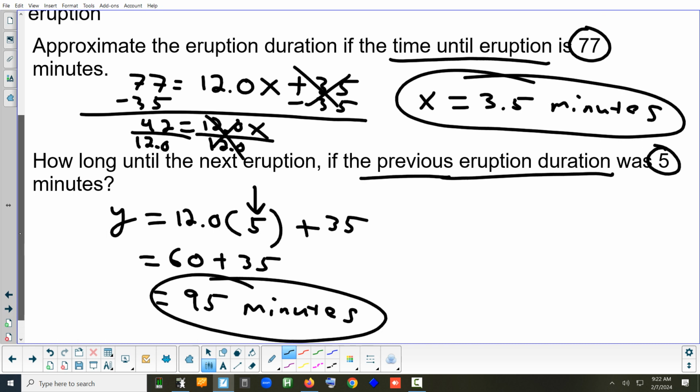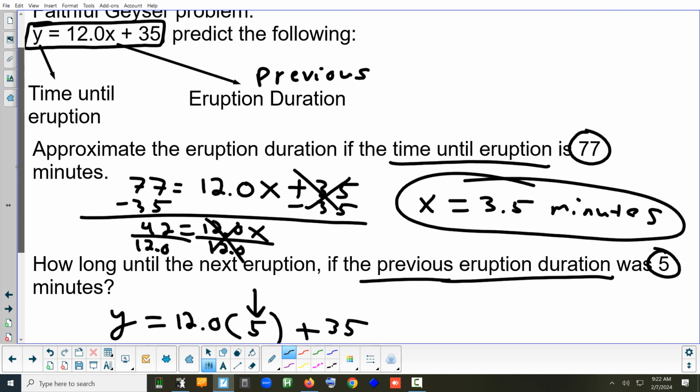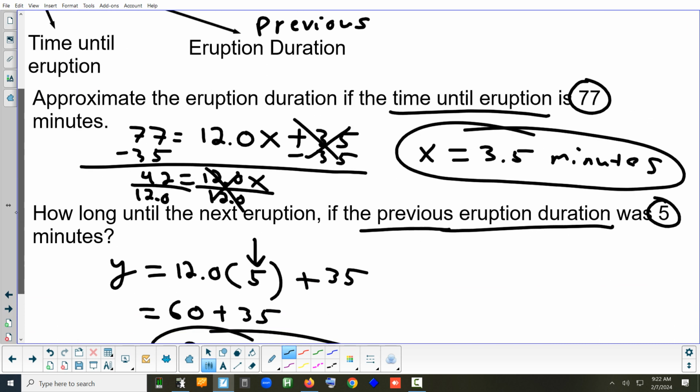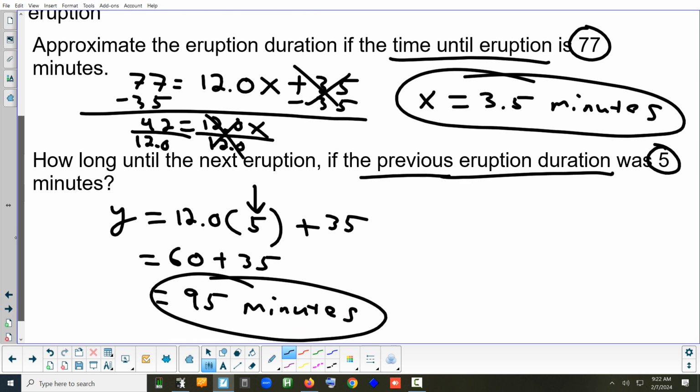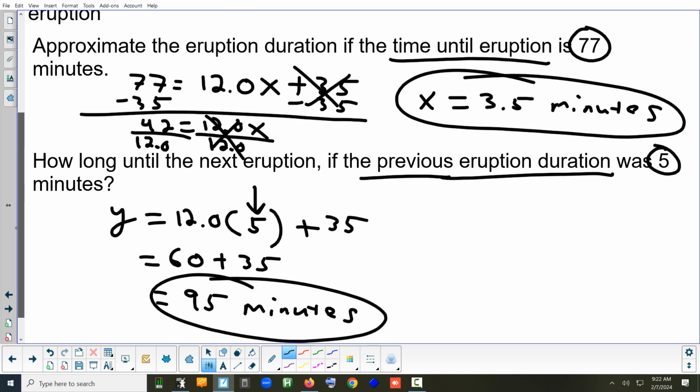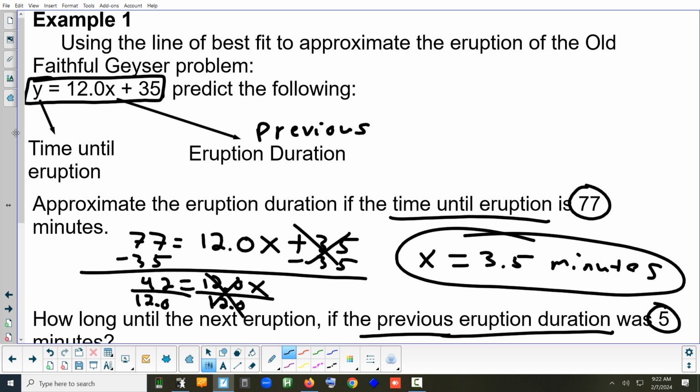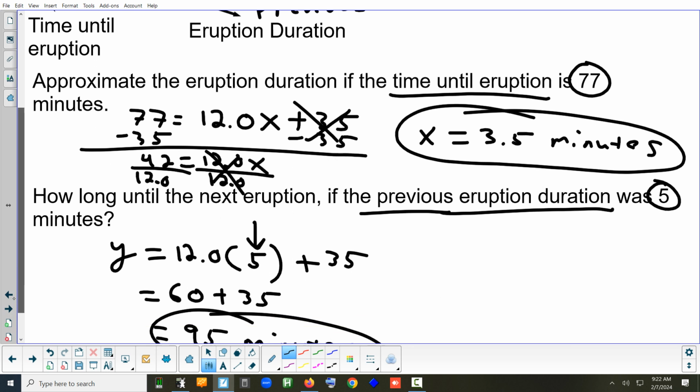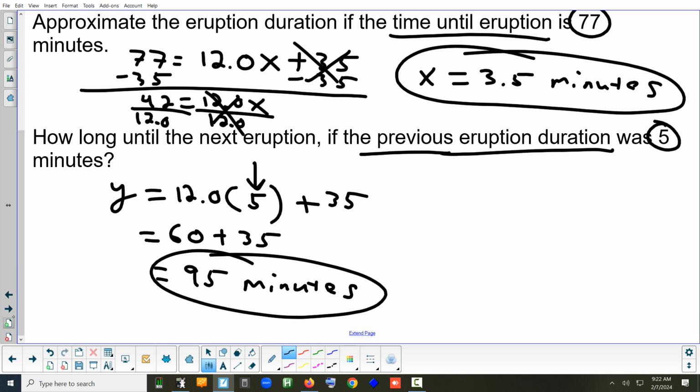So any question on using a formula that you're given to make predictions? And you can make predictions either way. You can plug in for the x and predict the y, or you can plug in for the y and predict the x. We did both. Okay.